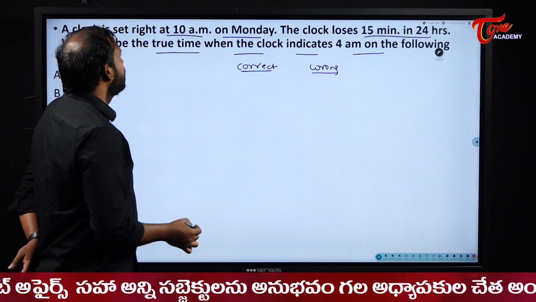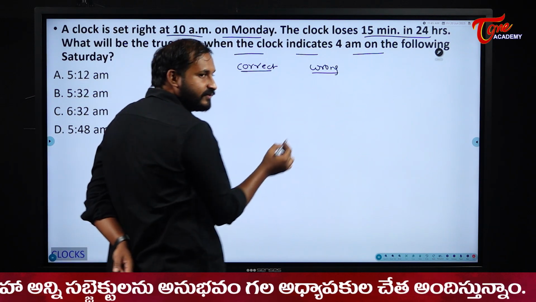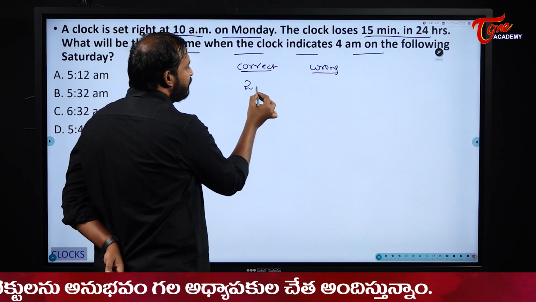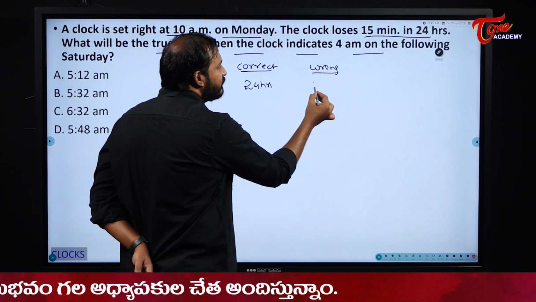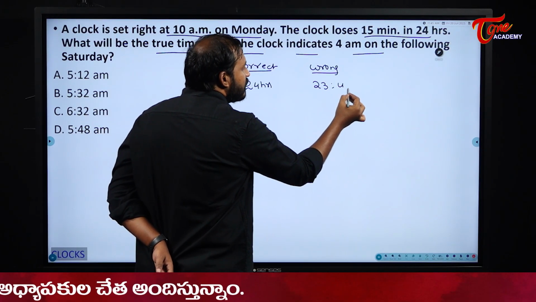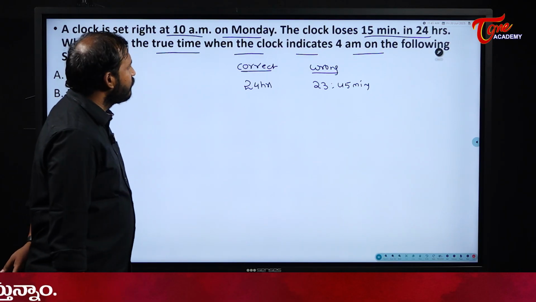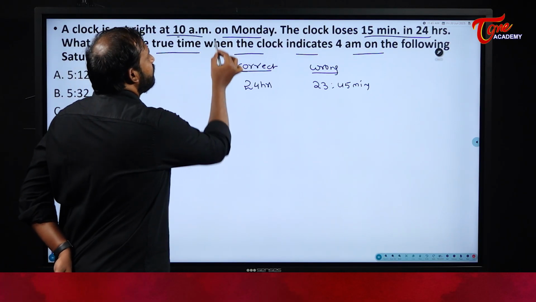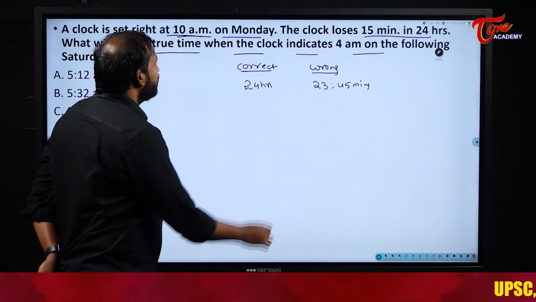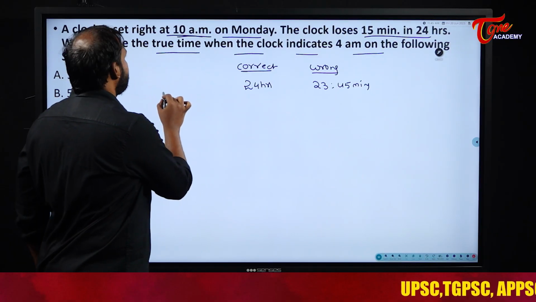Now, see here, it is losing 15 minutes in 24 hours, right? That means in the correct clock, if it runs for 24 hours, in the wrong clock, it will run for 23 hours 45 minutes, right? Now, next, it was set right at 10 a.m. on the Monday, and when the clock indicates 4 a.m. on the following Saturday, what will be the true time?